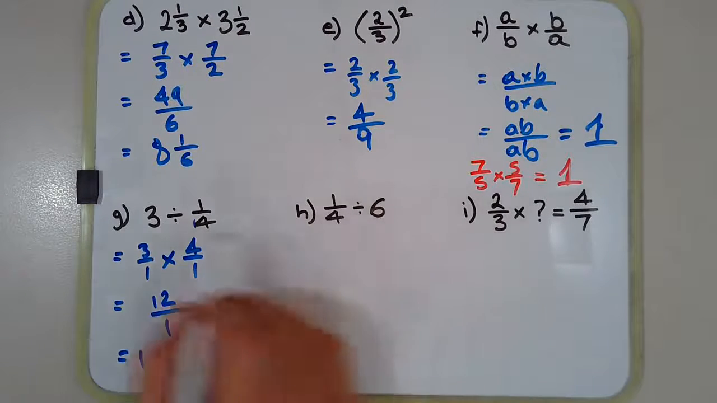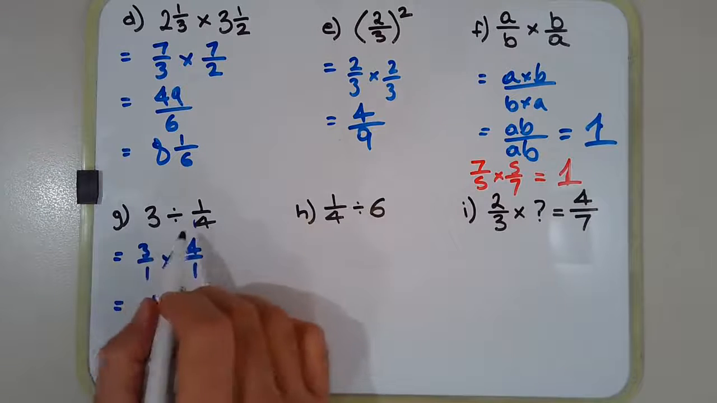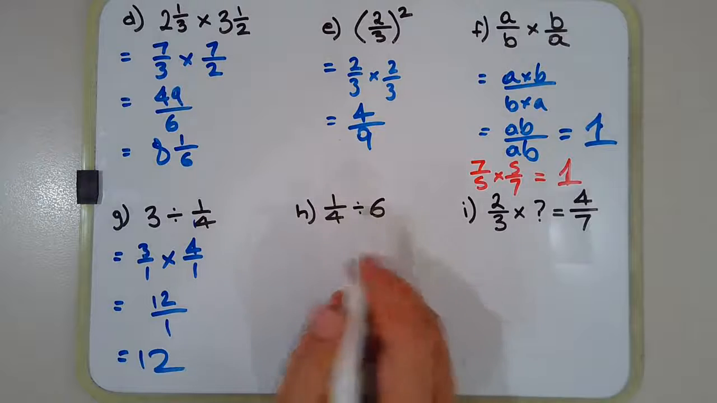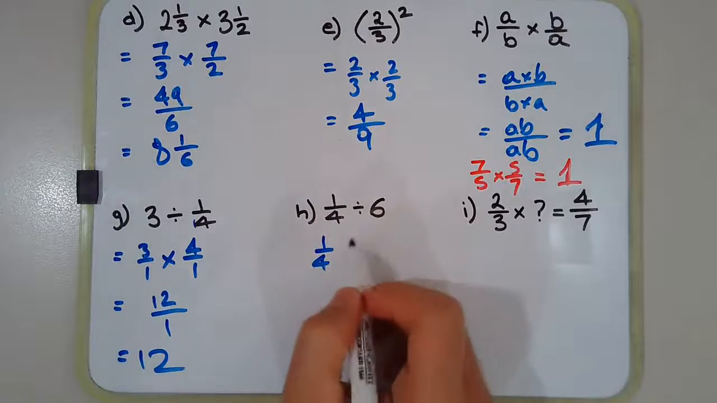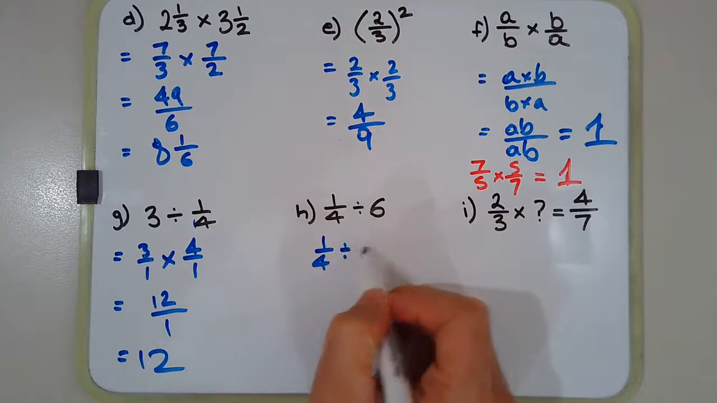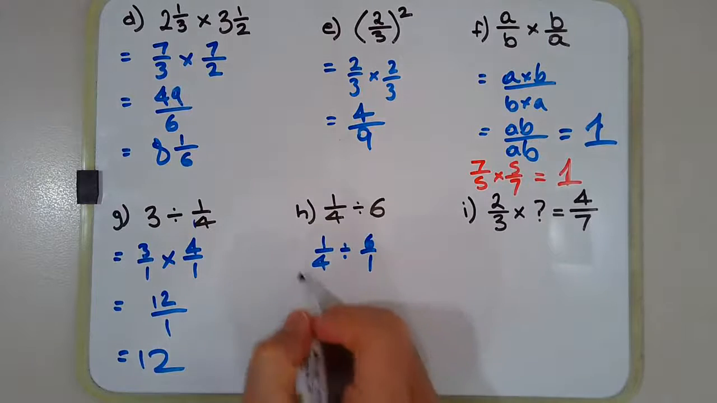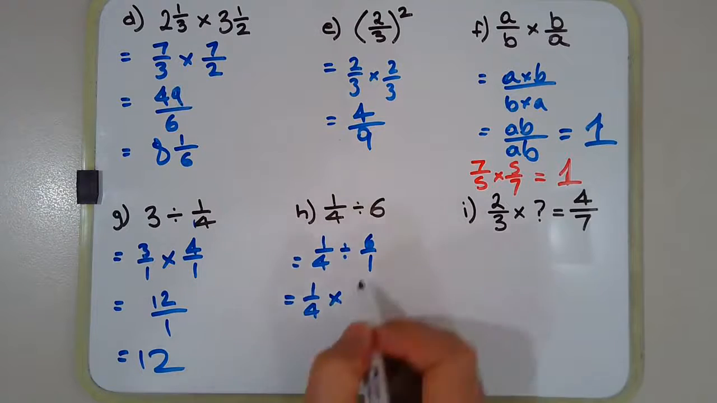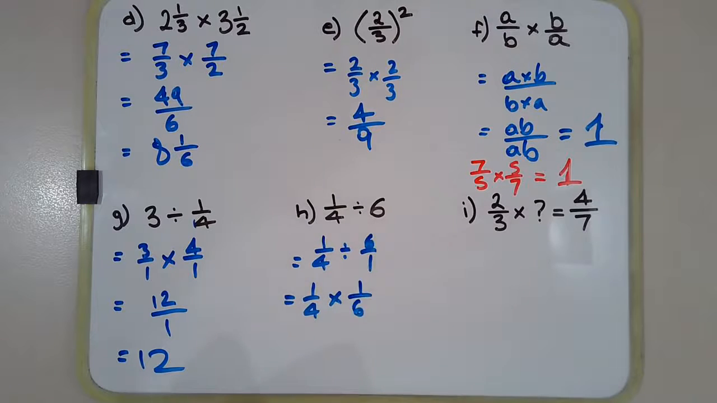1/4 divided by 6. So notice it's the same two numbers, but I've just switched them around. So 1/4 divided by 6, let's do the same thing. That's 1/4 divided by 6 over 1. We're going to change the division into a multiplication, and we're going to invert the second fraction. So that's going to be 1/6 instead of 6 over 1. Now let's multiply across. So 1 times 1 is 1. 4 times 6 is 24.